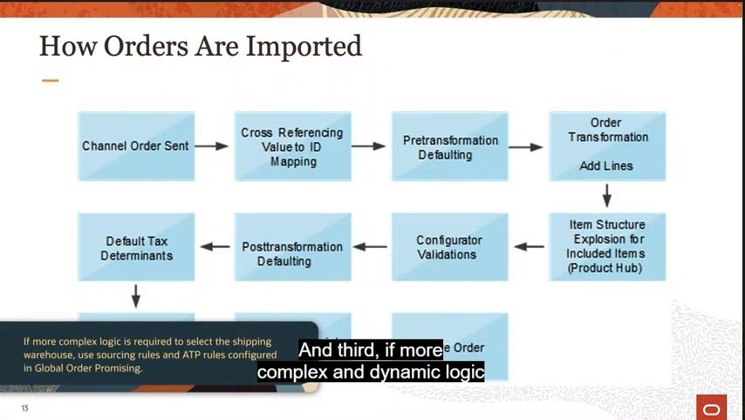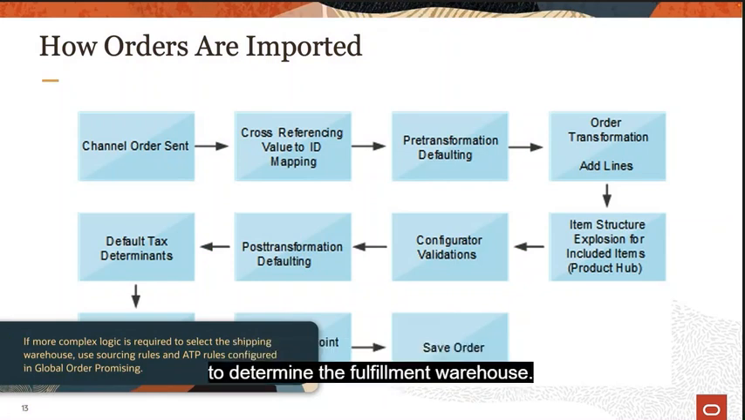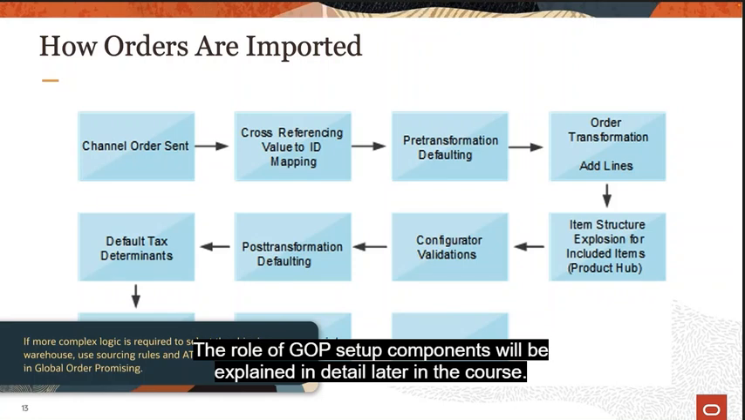Pre-transformation rules will be covered in more detail later in the course. And third, if more complex and dynamic logic is needed to select the shipping warehouse, then use sourcing rules and ATP rules in global order promising to determine the fulfillment warehouse. The role of GOP setup components will be explained in detail later in the course.